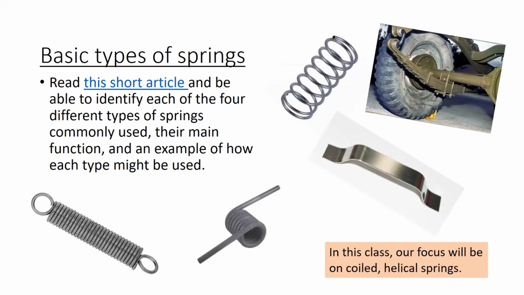To start out, take a moment to read the short article posted on Canvas to be able to identify each of the 4 different types of springs commonly used, their main function, and an example of how each type might be used. And in our class, our focus will be on coiled helical springs.